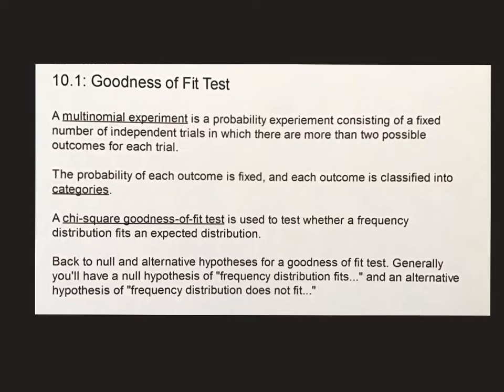So it's going to say, this is what we think is going to happen. Is this really what happened? So we're going back to null and alternative hypothesis for the goodness of fit test. You generally are going to have a null hypothesis that's like the frequency distribution fits, and your alternative hypothesis is going to be that your frequency distribution does not fit. So it's not going to be like your typical mean less than or equal to 5 like it would have been in chapters 7 and 8, but it's going to be more of like an actual sentence.